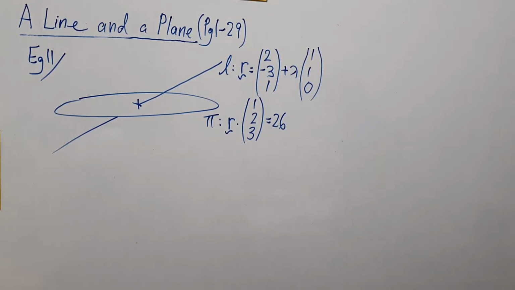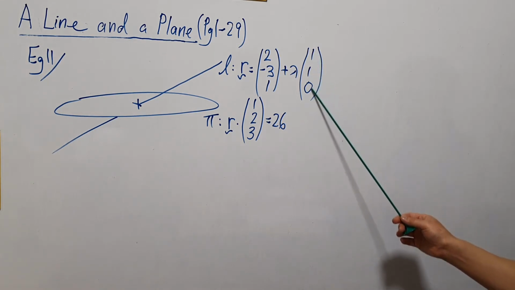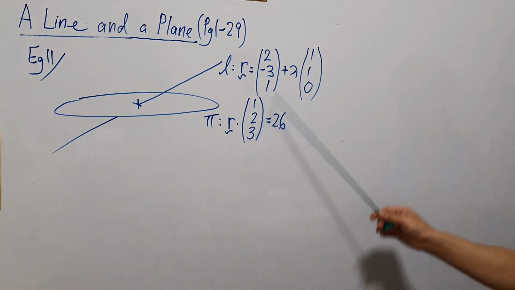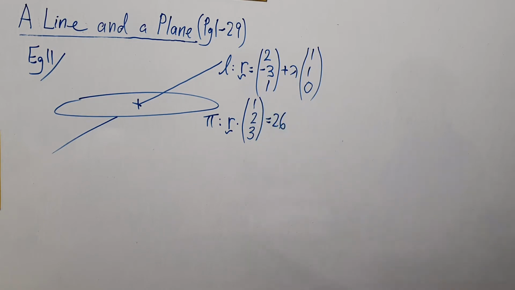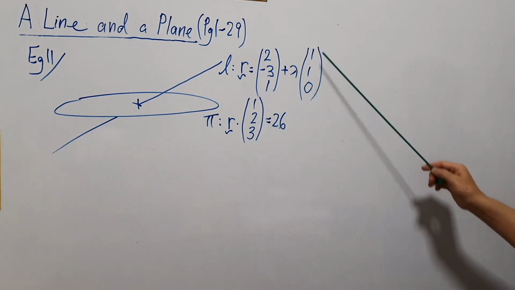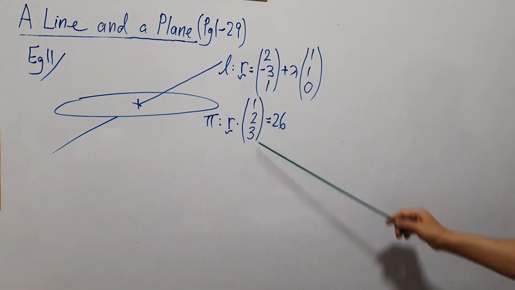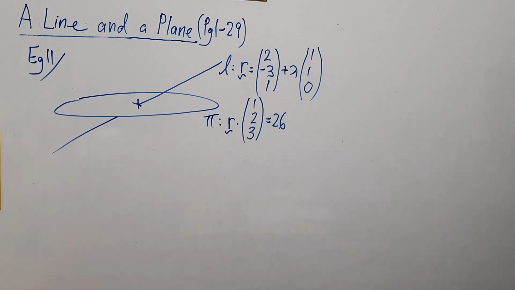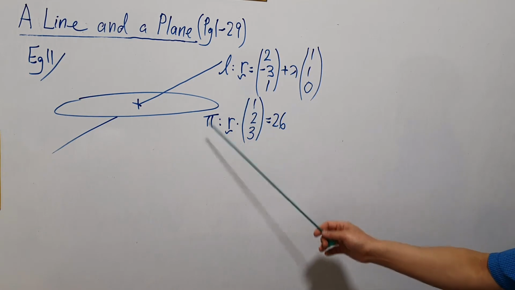Now we are into example 11. This example 11 is found on page 129. In this case, you are given a line and a plane. A quick check: you want to check that this vector, when dot product with this vector, you dot product these two mentally. This dot product is not 0. Can try: (1, 1, 0) dot with (1, 2, 3) is not 0. Therefore, I know that the line is not parallel to the plane.